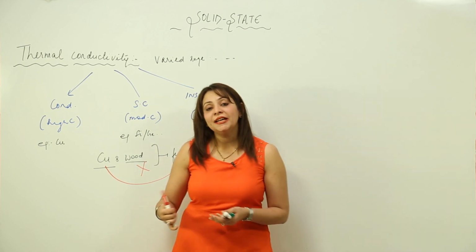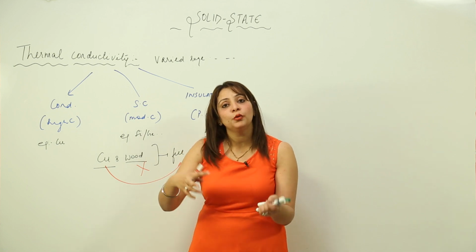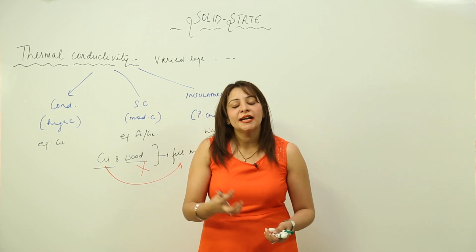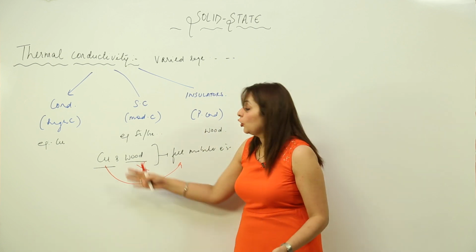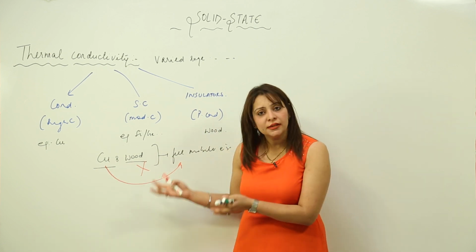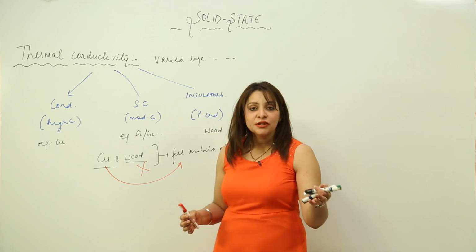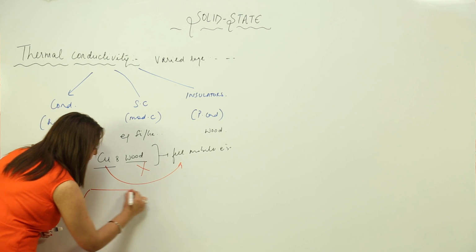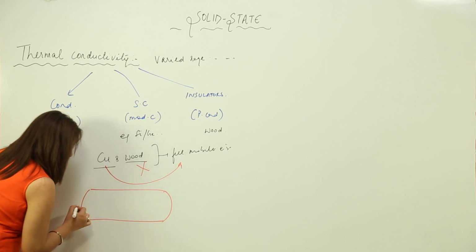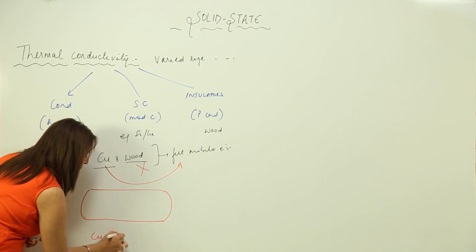Now you must be thinking that because they are both matter and both are made of atoms, and we all know that an atom contains proton, neutron and electrons, then what is the reason that copper possesses free electrons and wood doesn't? I am just going to explain this, so look at the board carefully. Suppose I have a copper wire. This is my copper wire.